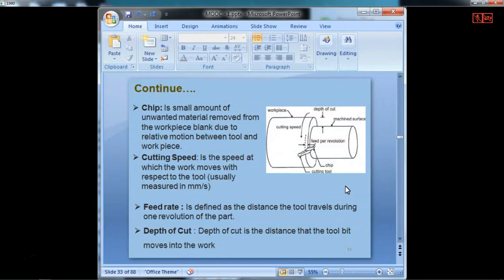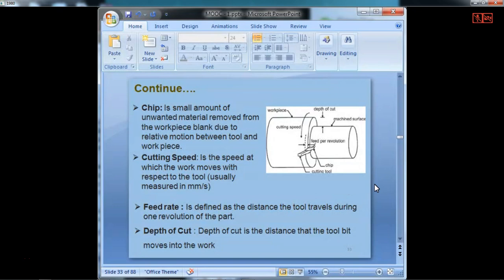It is the relative motion between the workpiece and the cutting tool, and the speed with which it is moving. In this case the tool is stationary and the workpiece is moving. In some cases it can be the other way, the tool might be moving and the workpiece stationary, but anyway the relative motion between these two will be called the cutting speed. Generally it is given in millimeters per second, but in some cases it is also given in meters per second or meters per minute. Generally they will use it when the cutting speeds are very high.